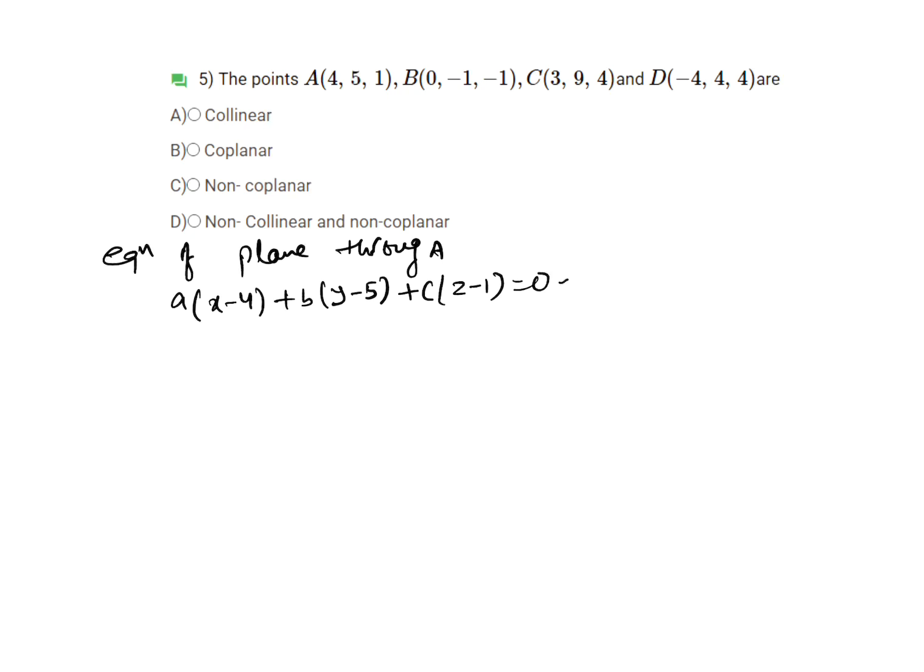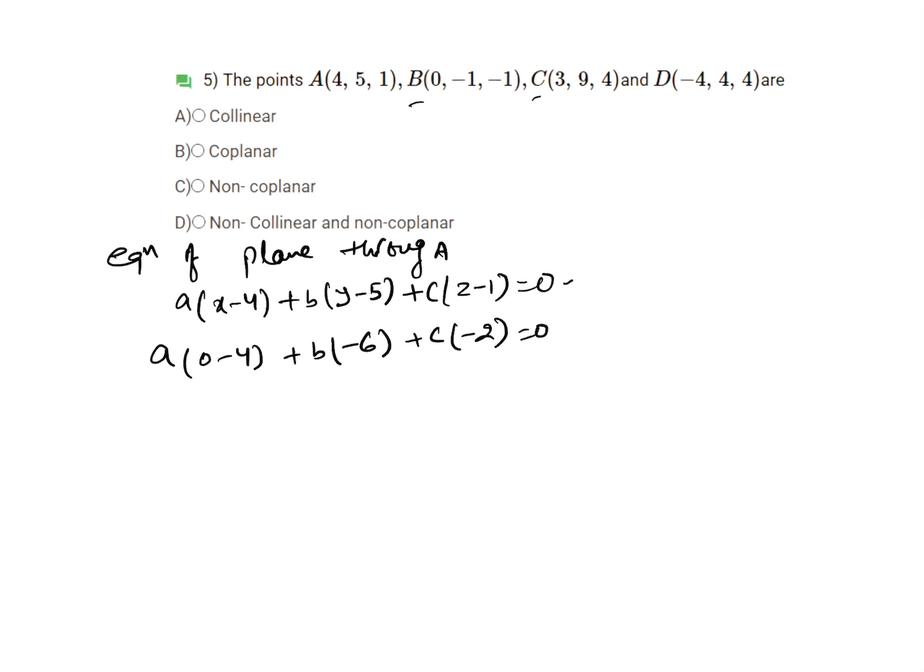So points B and C satisfy the equation of the plane. Let's put the value of point B. So 0 - 4 is -4A, plus B times (-1 - 5), which is -6B, and plus C times (-1 - 1), which is -2C, equal to 0. So it becomes -4A - 6B - 2C = 0. Taking -2 as common, it becomes 2A + 3B + C = 0. Let this be equation 1.